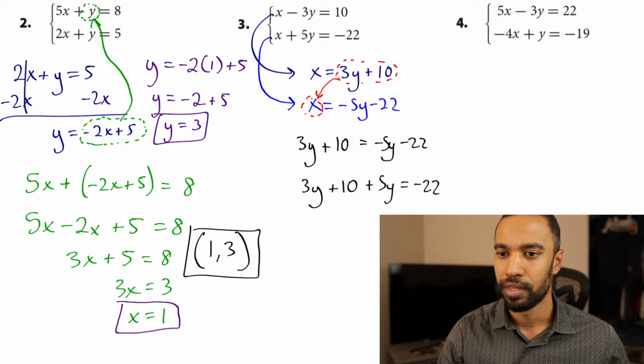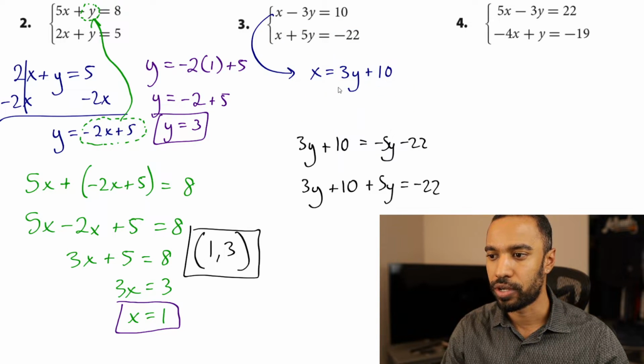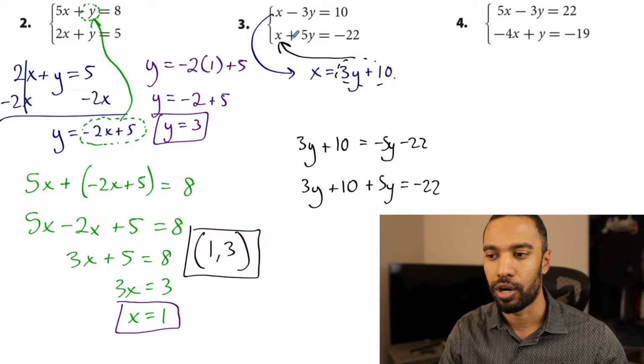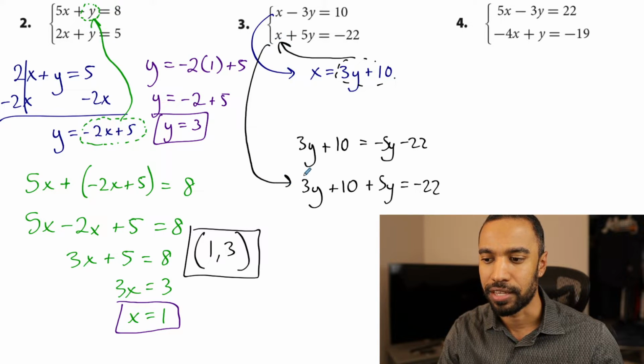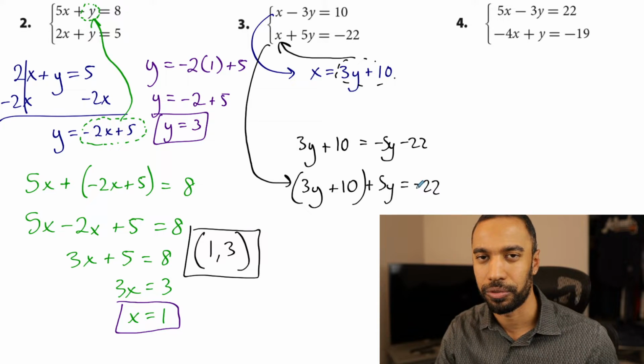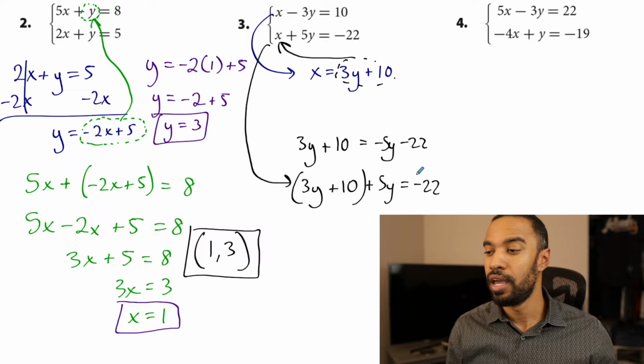What would I have done if I just took this equation right here and substituted it in for this variable x right here? Well, I would have this: 3y plus 10, which is x, plus 5y equals negative 22. So I'm kind of back to where I was anyway.